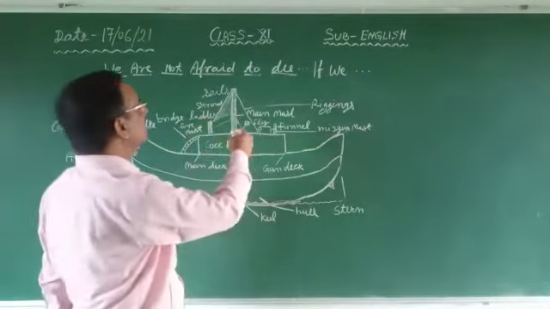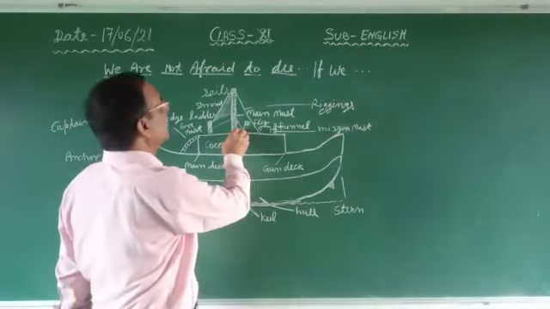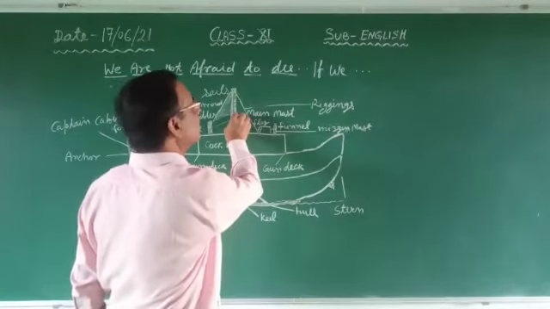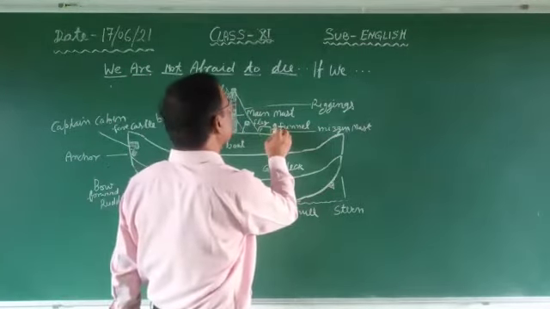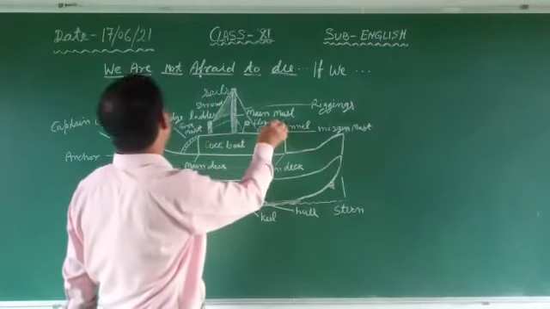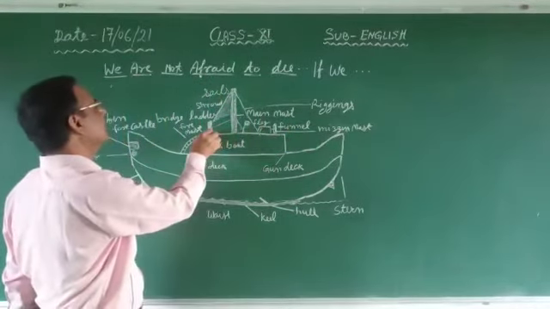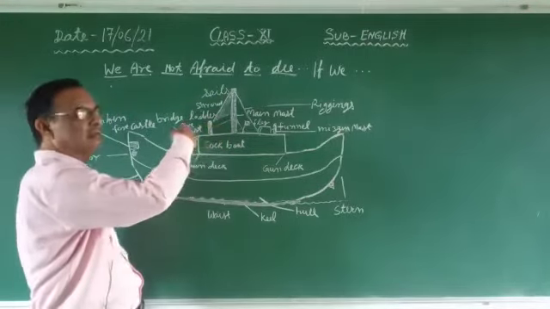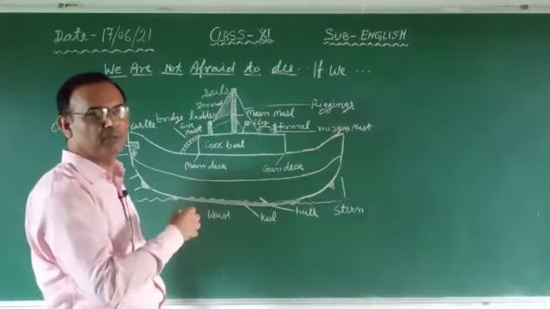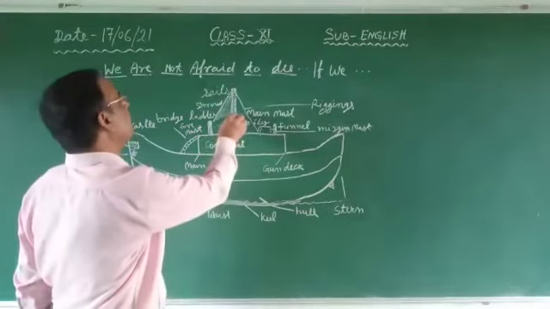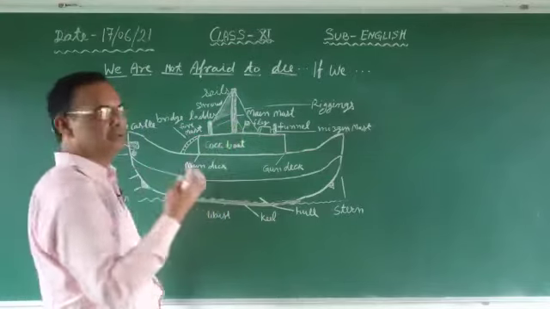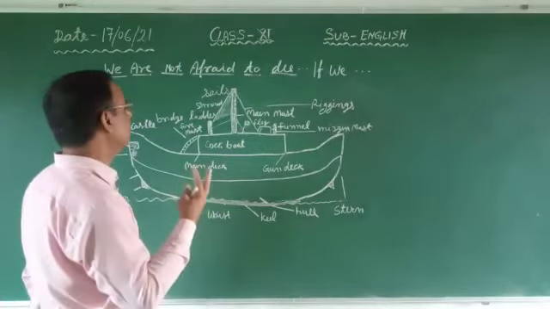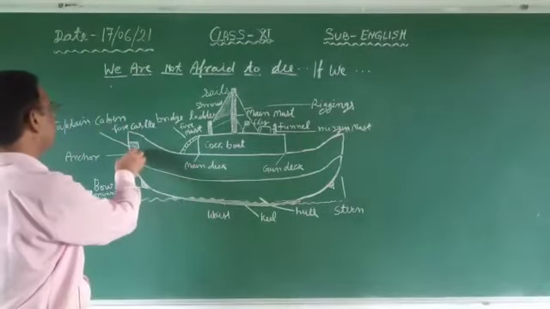In some ships there is more than one mast. The main mast is here, and in the same way there is the mizzen mast, and more masts are there. On the front side there is the foremast. So sometimes on ships there are many masts instead of one main mast. So riggings, shrouds or sails, and masts are clear to you. Now let us see the anchor.